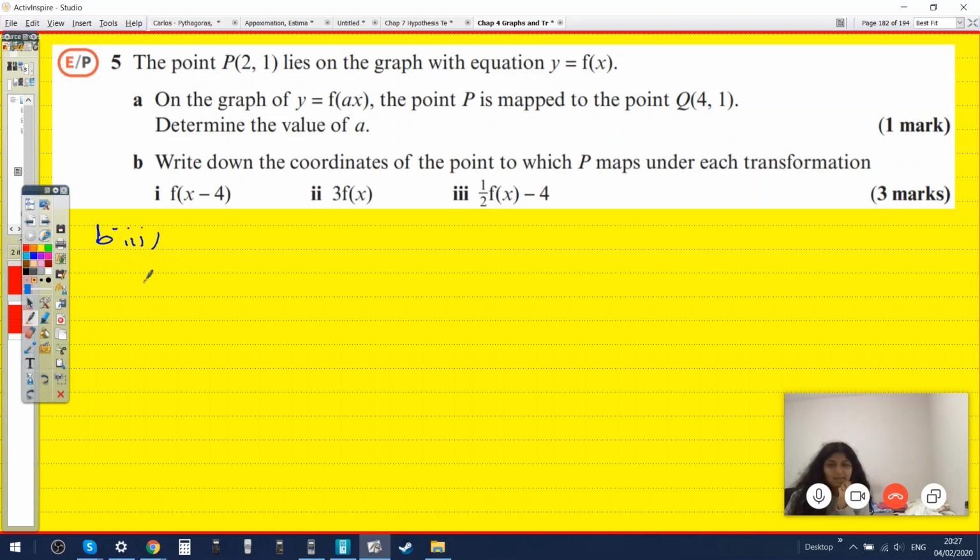How did you get 2? Oh, sorry, the point. I was looking at Q. So we're looking at point P. Yes, 2 and so what would be... how did you get minus 4.5? And so what would the y coordinate be after that?